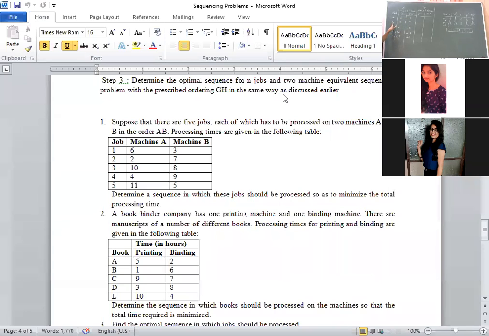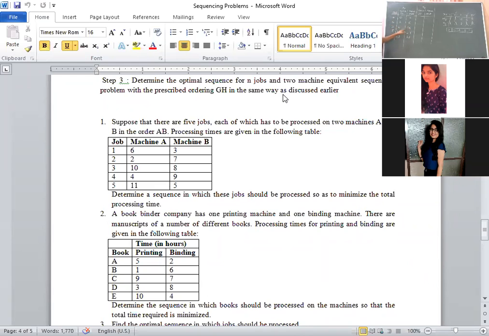To perform the fourth job, machine A will take how many hours? 4 hours. Initially, to complete the second job, it took already 2 hours. Addition, 2 plus 4, 6. The fourth job will be completed at the 6th hour. Immediately, machine A will take the third job. That's why these 6 hours will come here. Then to perform the third job, machine A will take how many hours? 10 hours. That's why 6 plus 10, it will come 16.